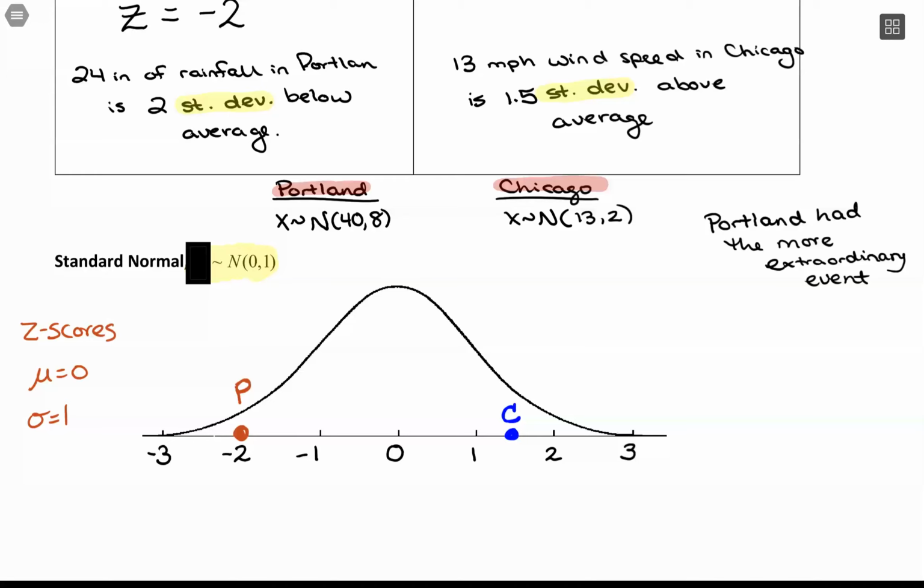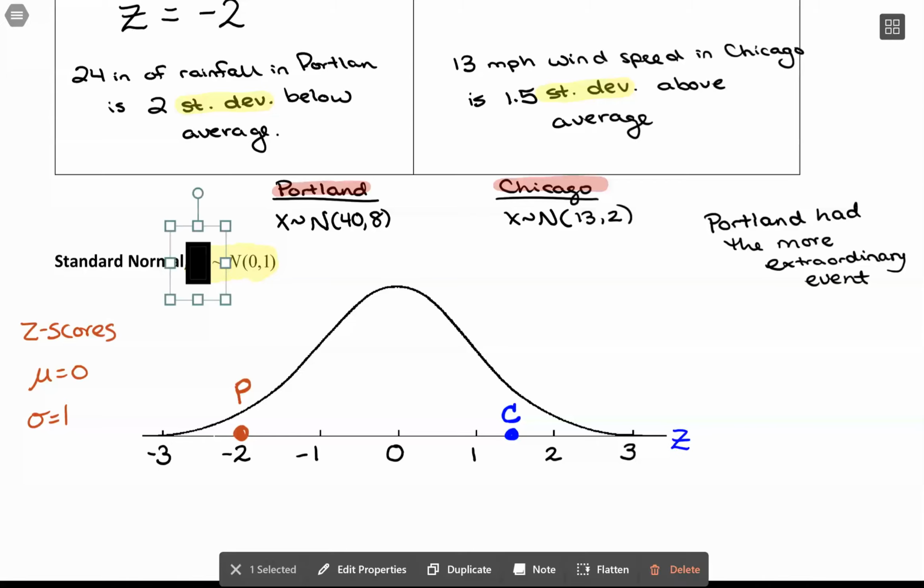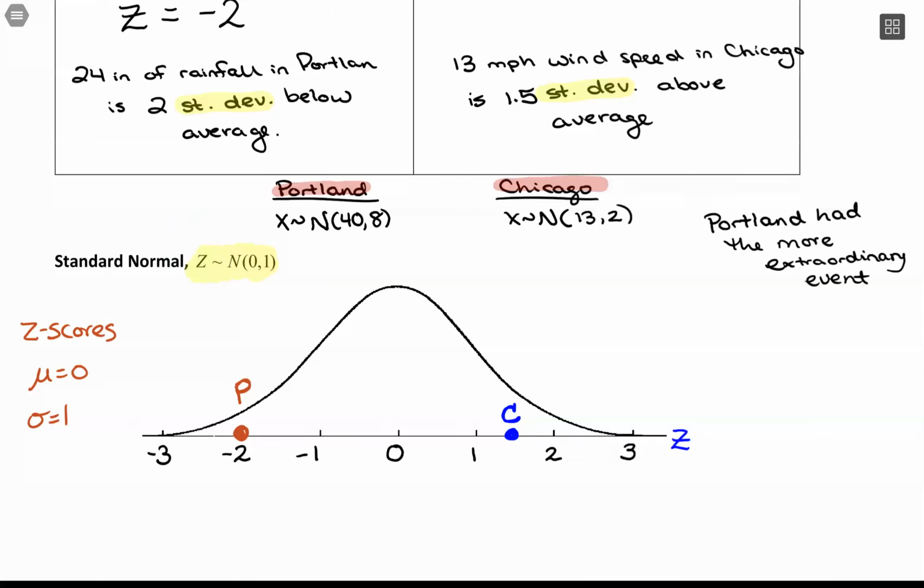When it was with Portland, x represented amount of rainfall. With Chicago, it represented amount of wind speed. With the standard normal curve, our variable, and this number line that we're writing on here, is always in terms of z-scores. So instead of using x there, we use z to represent our z-scores. So something to be careful of is wording. If they're talking about a standard normal curve, you're using these z-scores. If they just say normal, meaning they're leaving out that word standard, then you're working with x.